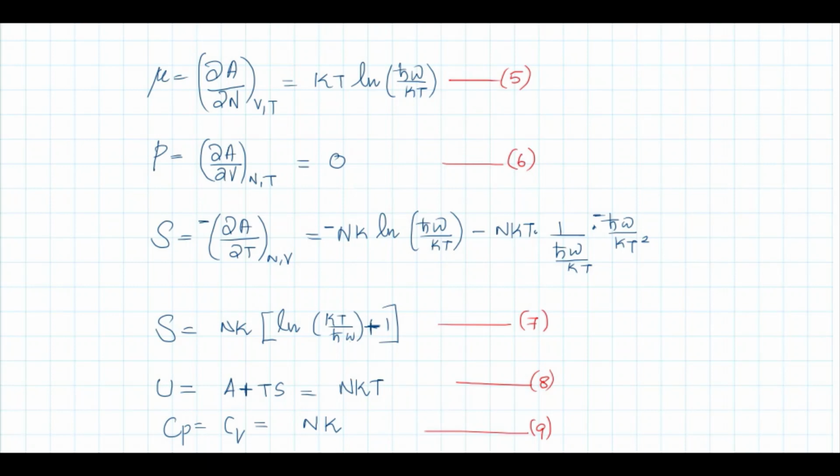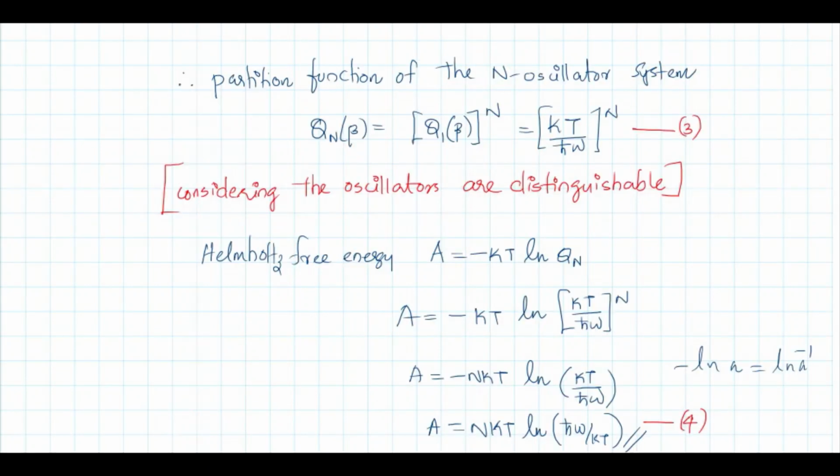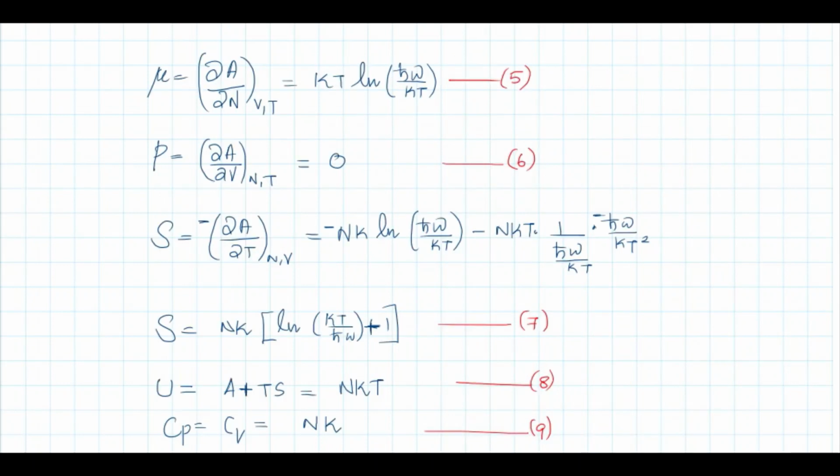Entropy is minus ∂A/∂T at a constant N and V. There are two terms which contain T. This NkT has T dependence, and this log(h ν/kT) has T dependence. So keep log(h ν/kT) as constant. Derivative of NkT, you will get Nk. That is the first term. There is a negative in the definition.